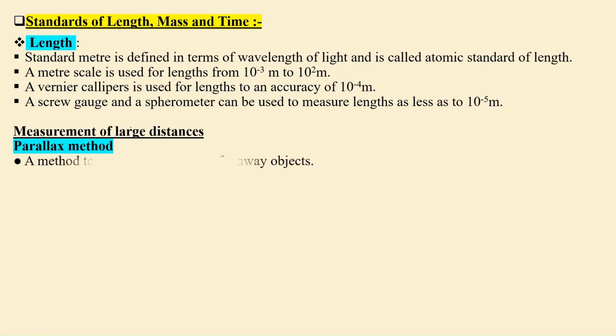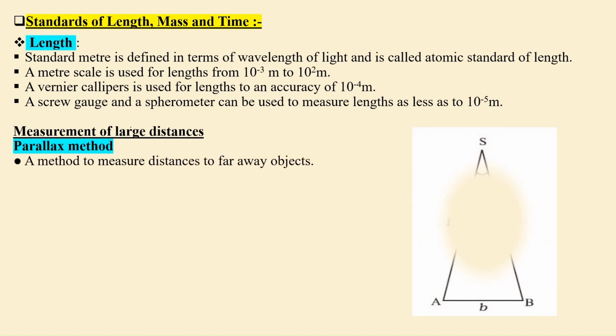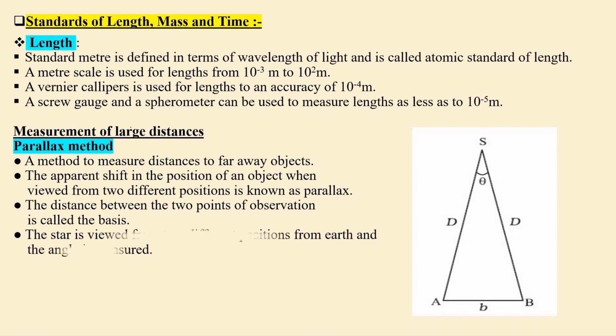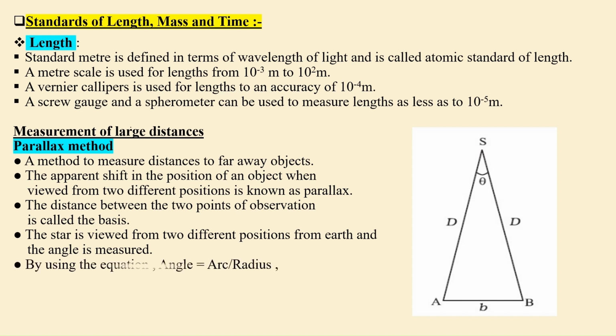Measurement of large distances, parallax method. A method to measure distances to faraway objects. The apparent shift in the position of an object when viewed from two different positions is known as parallax. The distance between the two points of observation is called the basis. The star is viewed from two different positions on Earth, and the angle is measured using the equation angle is equal to arc by radius. That is, theta is equal to b by d, so d is equal to b by theta.